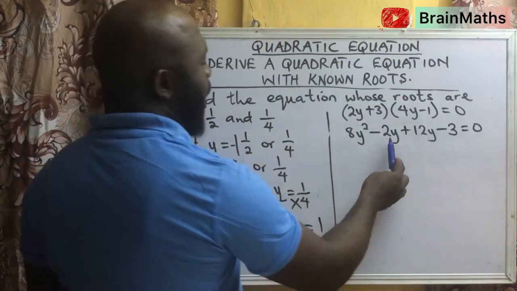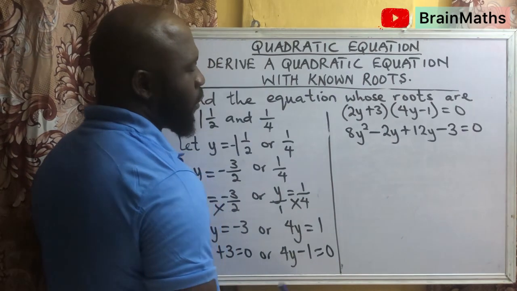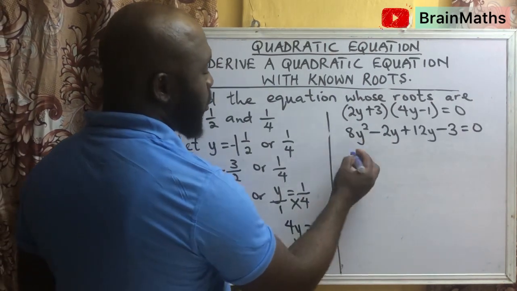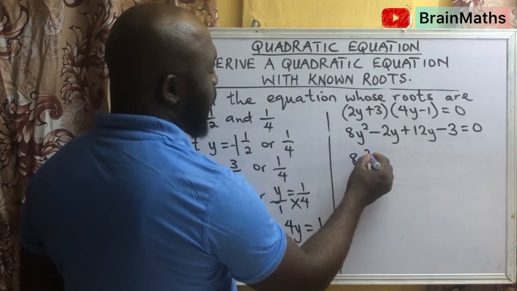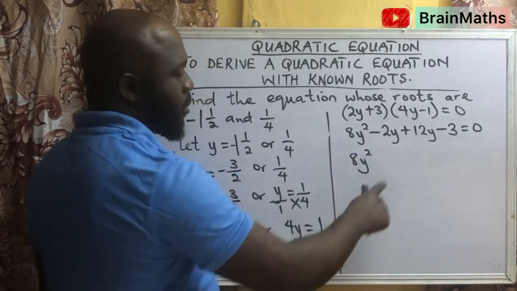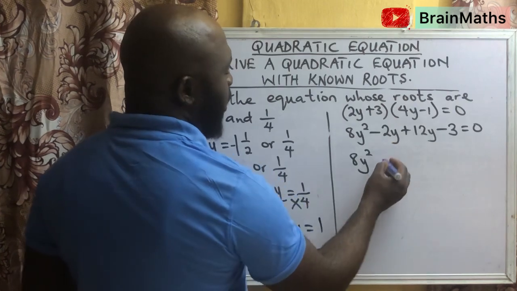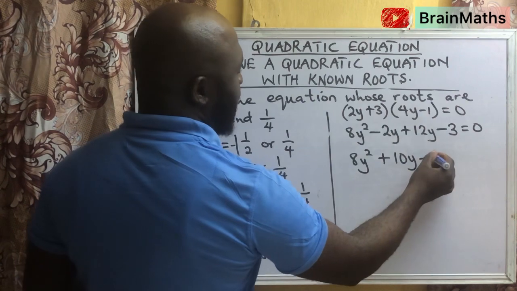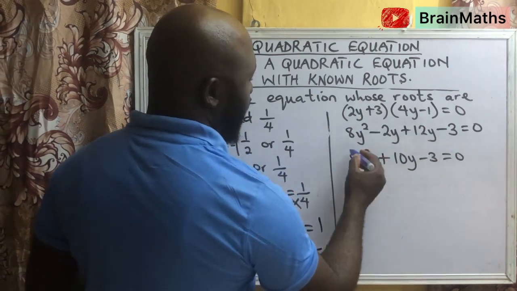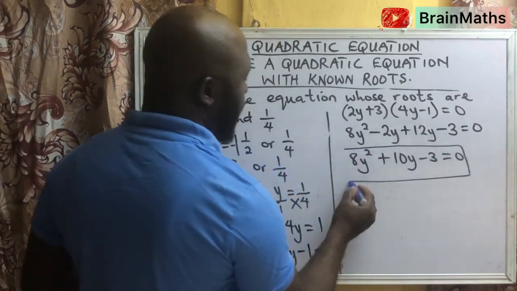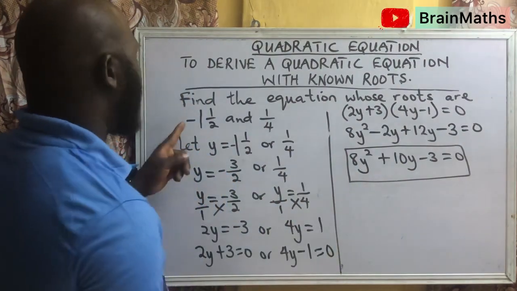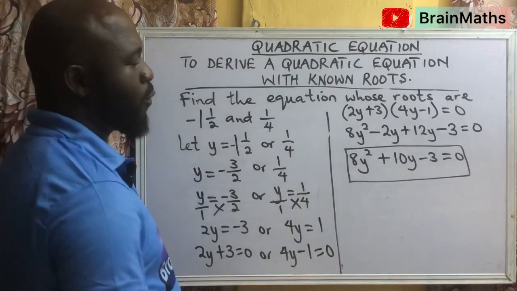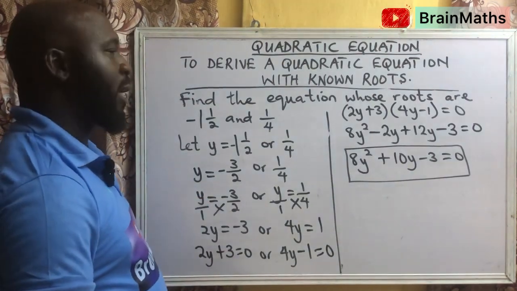So we are going to add or subtract the coefficients of y. The coefficient of y squared, it's only 8. So we are not adding it to anything or subtracting from anything. Minus 2y plus 12y is going to give us plus 10y, minus 3 equals 0. So this is the required equation that will give us minus 1, 1 over 2, and 1 over 4 as its roots when it is solved quadratically.